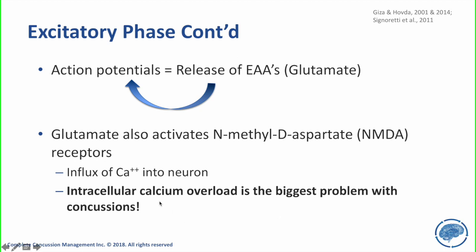Calcium coming into the cell is the biggest problem that we have with concussions. And I say this all the time, if we could find a way to somehow stop the flow of calcium or at least limit the flow of calcium, concussions wouldn't have the same degree of impairment that they currently do.